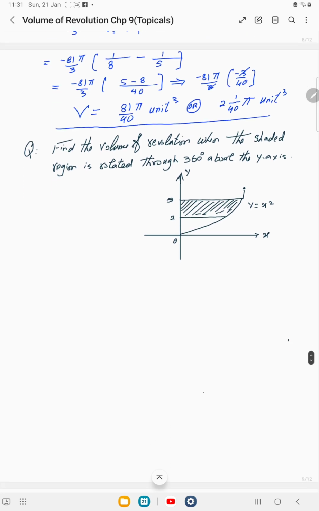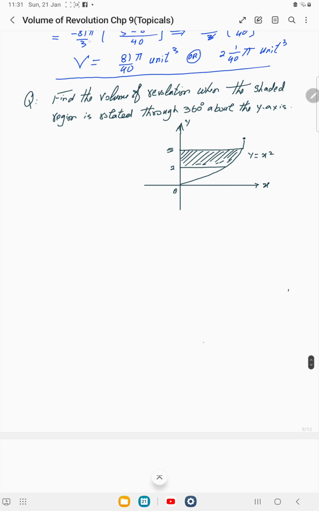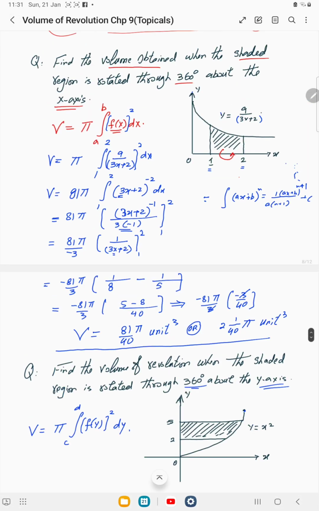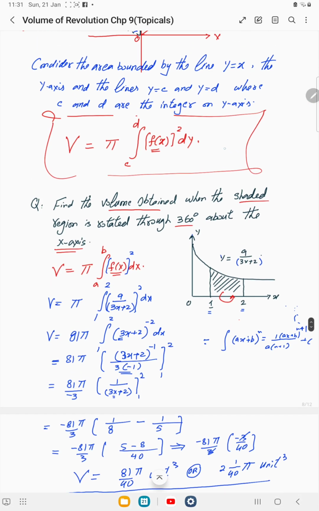Okay, now take another example. The volume of the revolution when the shaded region is rotated, this time about the y-axis, 360 about the y-axis. So again, this means the y-axis is a line of symmetry and we need to rotate it. Simply apply the rule. What is the rule when the function is rotated about the y-axis? Pi times integral c to d f of y square dy, as we wrote it here.